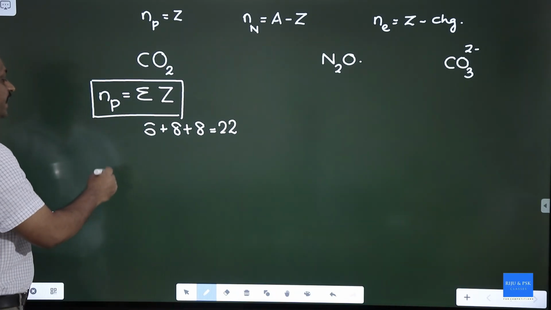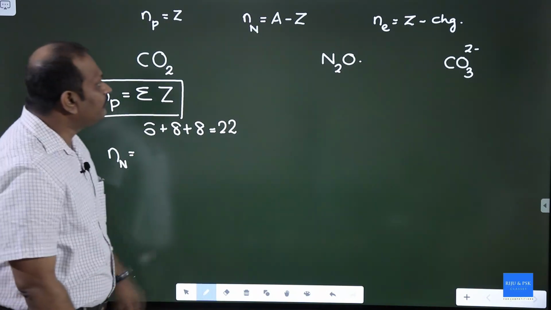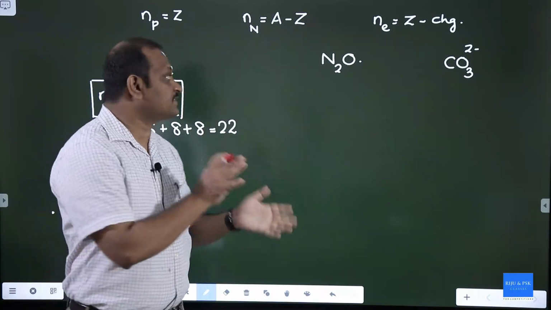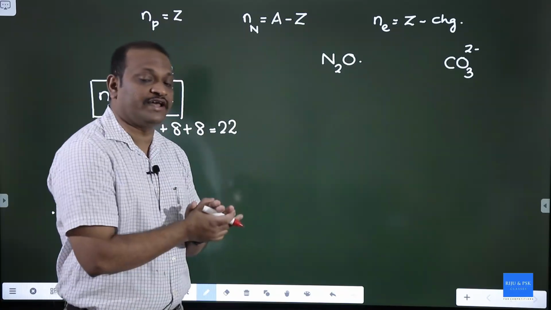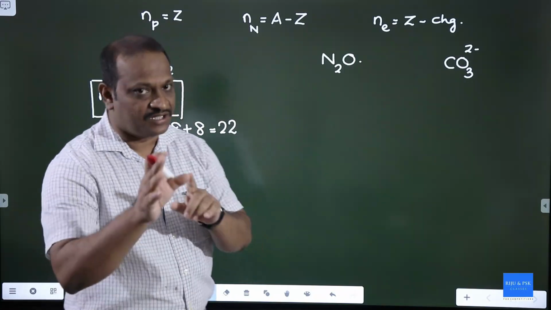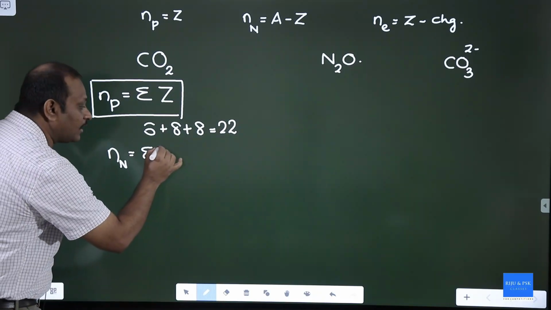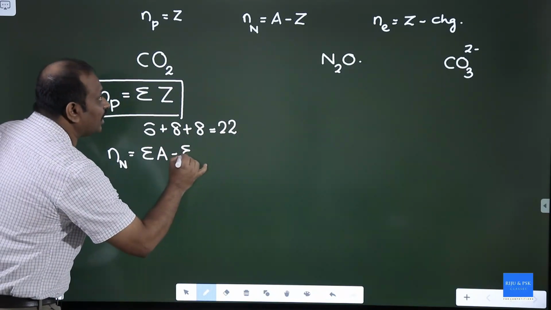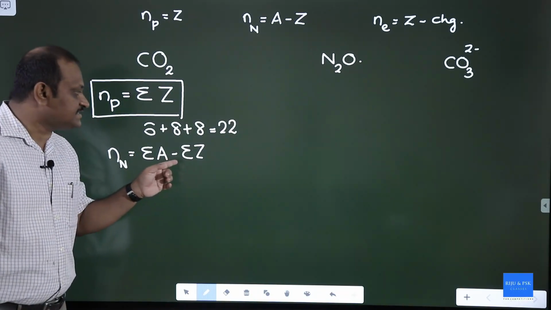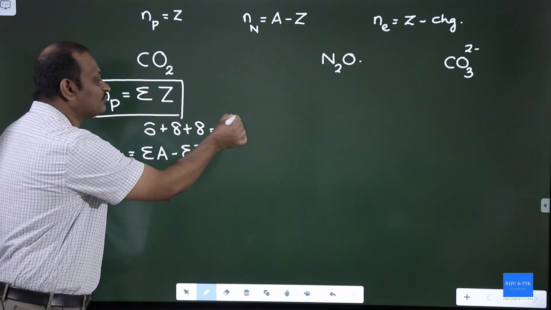Now, let's see what about the number of neutrons. I have written the equation there: A minus Z. As we studied earlier, number of neutrons is equal to A minus Z. But right now, what change do we need to make there? Nothing else. Listen all of you. Sigma of A minus sigma of Z. Sigma of Z we already calculated and kept there, it is 22.